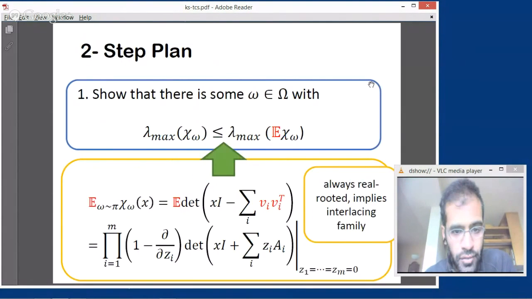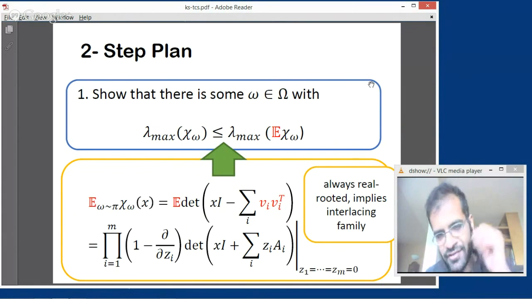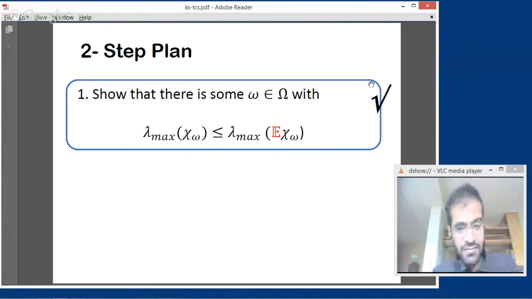Okay. So that finishes the first part of the theorem. I just showed you that all expected characteristic polynomials have real roots because of the existence of this identity, which means in particular all product distributions of these chi of omegas have real roots, which means it's an interlacing family, which means there must be one polynomial which does as well as the expected polynomial. Okay, so that's the end of the first part. Maybe this is a good time to take a break. There's going to be a second part which is much shorter, but maybe we can take a break. Are there any questions?